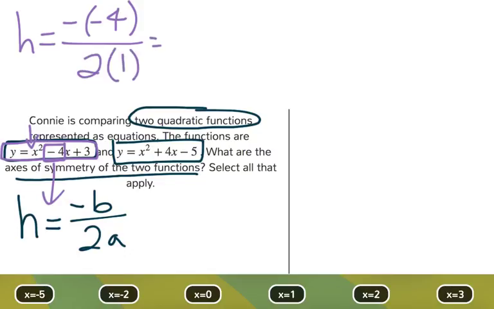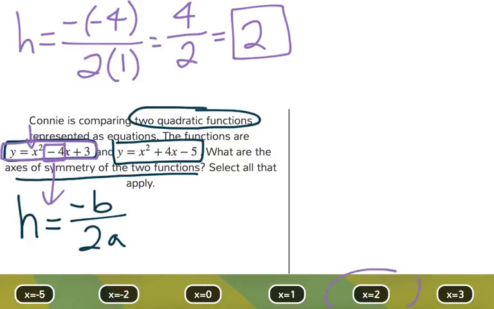Okay, let's solve that real quick. Negative 4 just becomes positive 4 divided by 2. 2 times 1 is 2, which just becomes 2. So one of my answers is x equals 2. Okay, that's the answer way out left there.